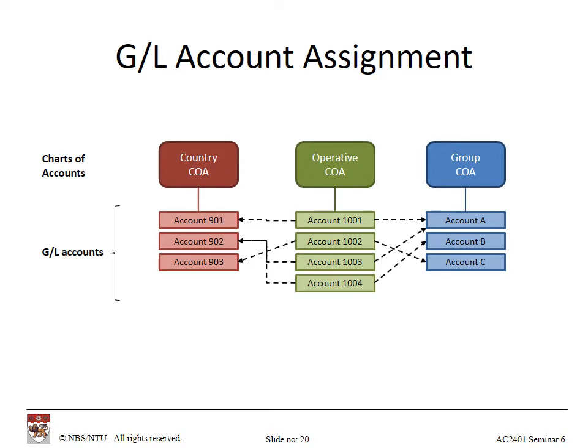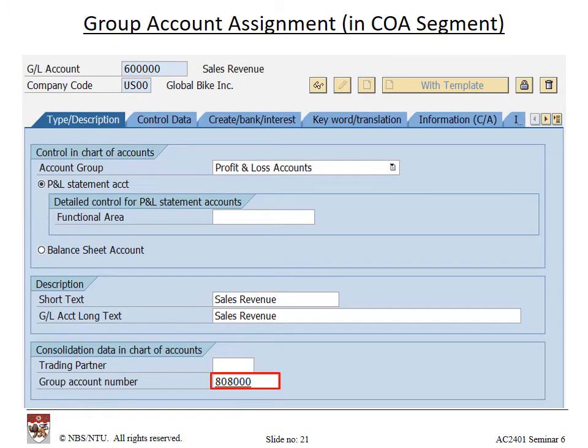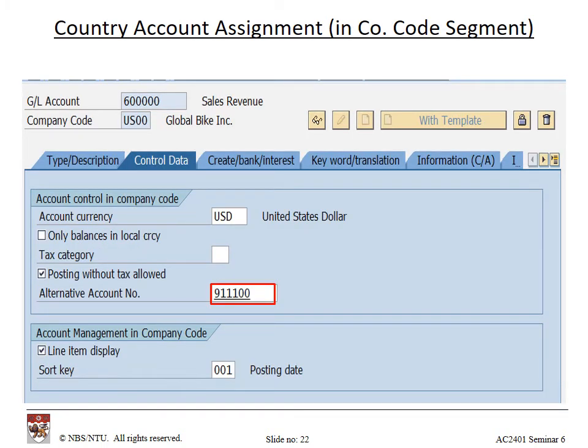This is how the mapping of accounts from the operative COA to the country and group COAs for jurisdictional accounting filings and group reporting purposes respectively occurs. In SAP, the group COA is mapped by assigning the group account number in the COA segment, while the country COA is mapped via the alternative account number in the company code segment.